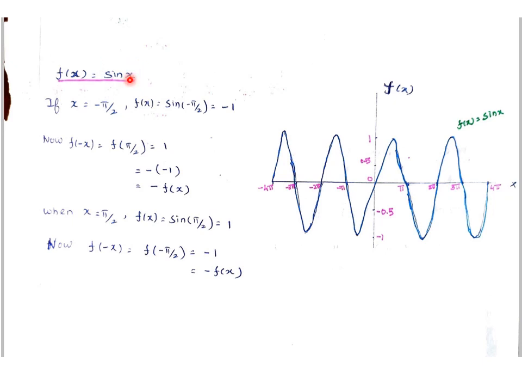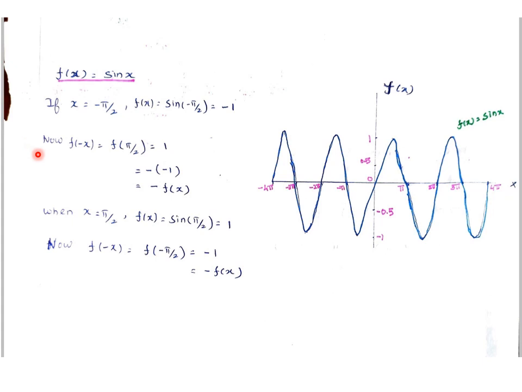For a particular value, if x equal to minus pi by 2, f of x equal to sin of minus pi by 2. What is the value for sin of minus pi by 2? Sin of minus pi by 2 is equal to minus 1. If we are taking minus pi by 2 here, then that value is equal to minus 1.